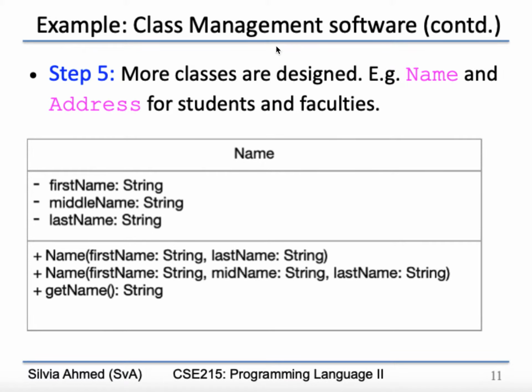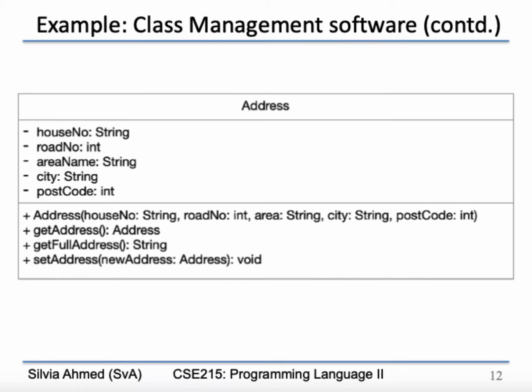Similarly, for the next class, the address class, we see that here also I'm not taking address as a complete string. Rather, I'm designing address as an abstract data type, where I have all these data fields: house number as string, road number as integer, area name as string, the city and postcode. All these are private data fields.